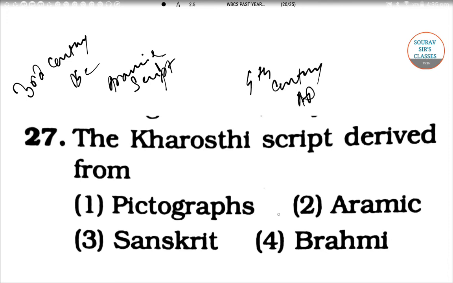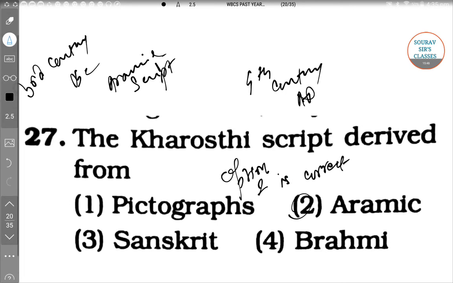So the correct option will be Aramaic, that is option number 2. So we can write that option 2 is correct. Let's move to next question.